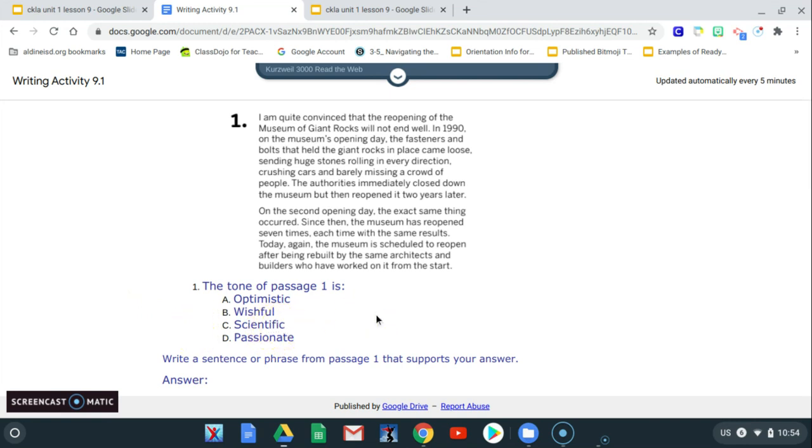You're only going to highlight one tone, one answer per question. So you shouldn't have A and B highlighted. You should only have one of the answers highlighted. And then below where it says write a sentence or a phrase from passage one that supports your answer. So what quote or phrase within this passage supports your idea that this is the tone of the passage, wishful, scientific, whatever you choose, whatever you think the correct answer is.